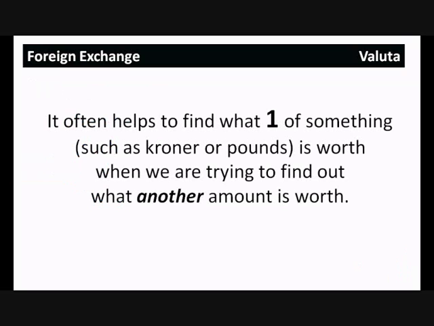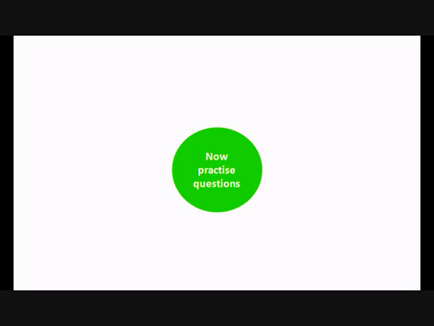And remember, it often helps to find out what one of something, such as kroner or pounds, is worth when we're trying to find out what another amount is worth. So when we were trying to find out what 2,400 kroner was worth, we found out what 1 kroner was worth to start with. Always helps to find out what 1 is worth, and then you can always multiply it up to find out the amount that you want. So just jot that down if you're taking notes, and then there should be some questions for you to practice.